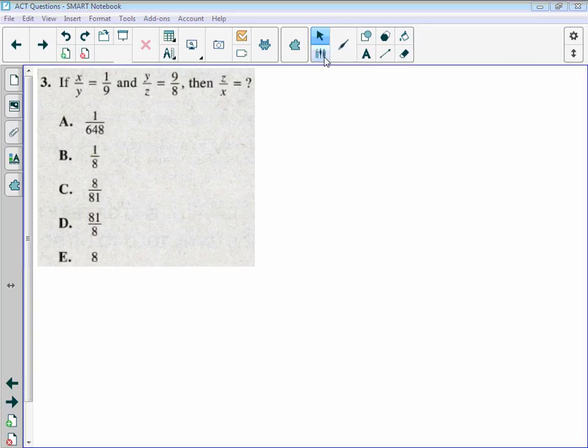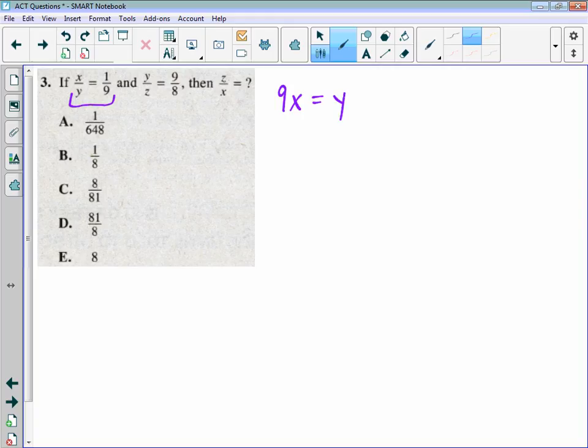Number 3, you're going to go ahead and do some cross multiplying here. So you take the first proportion, and if you cross multiply, you're taking your x times 9, so you've got 9x, and then you're taking your y times 1, and you set those equal to each other, so 1y. Do that with the second one also. So if you do that, you're going to get 8y equals 9z. And what you're trying to find here is z over x.